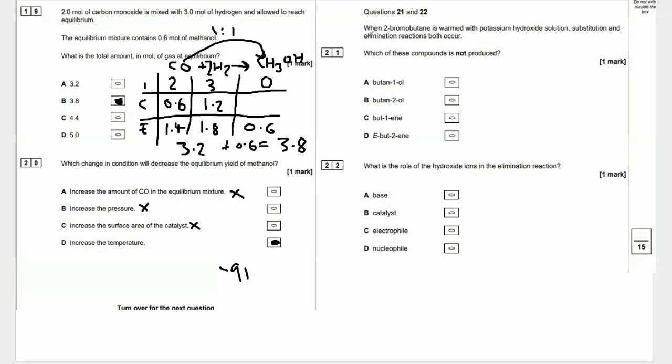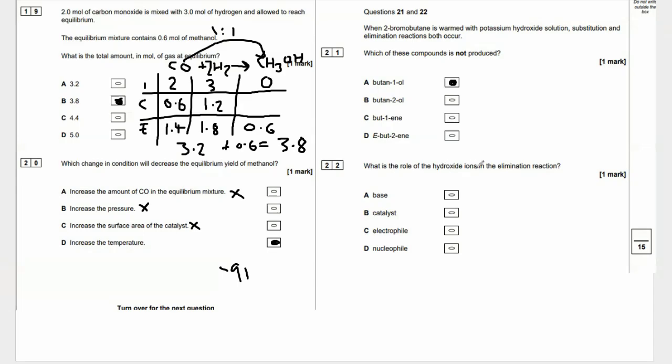Right, last two questions. 21. When 2-bromobutane is warmed with potassium hydroxide, substitution and elimination occur. Which of these compounds is not produced? So, well, if it's 2-bromobutane, you're not going to get butan-1-ol, are you? No, you're not going to get butan-1-ol. So that's not going to be produced because the bromo's on the second. So that's where the OH is. Yeah, you get the idea.